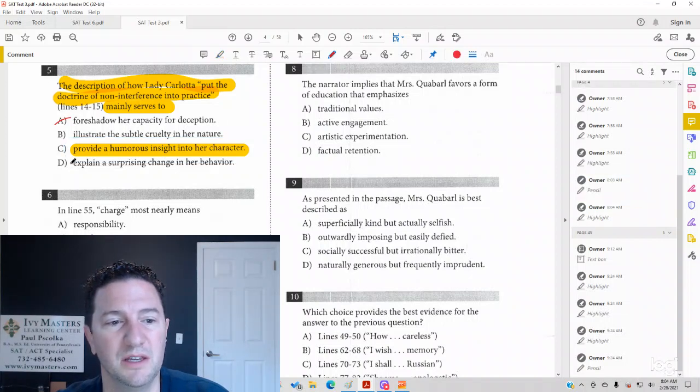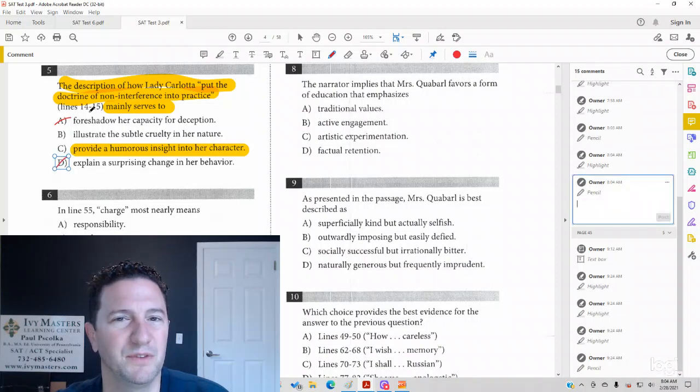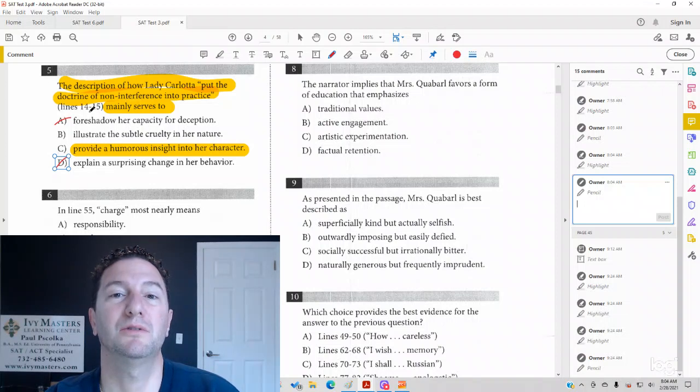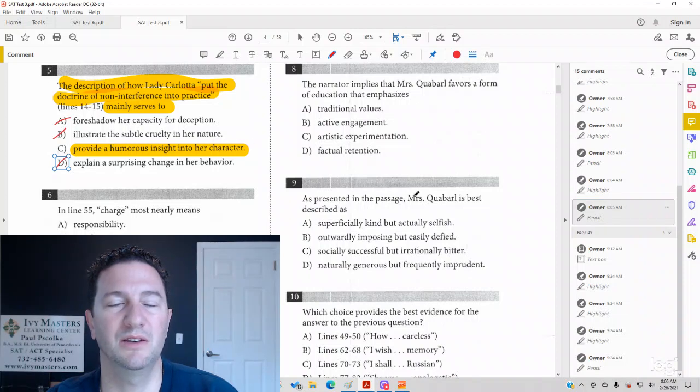And then answer choice D, explain a surprising change in her behavior. So it sounds like she's more like, oh yeah, you don't want me to interfere with other people's animals? Okay, I'm not going to interfere with this animal. So have fun scared in your tree. So anyway, the answer is C, provide a humorous insight into her character.